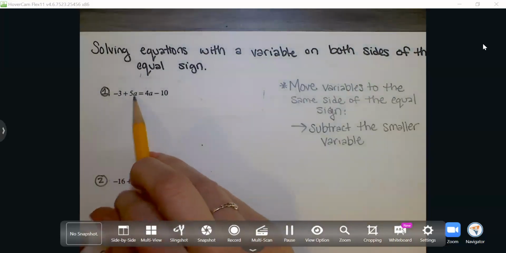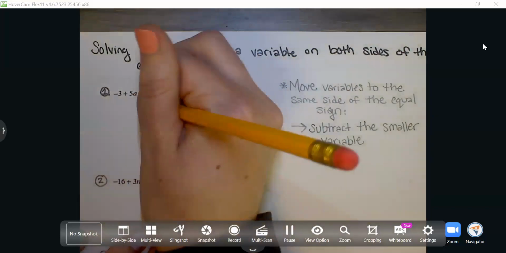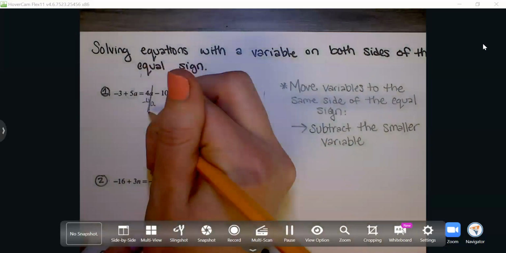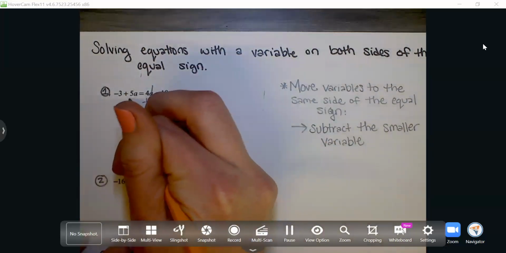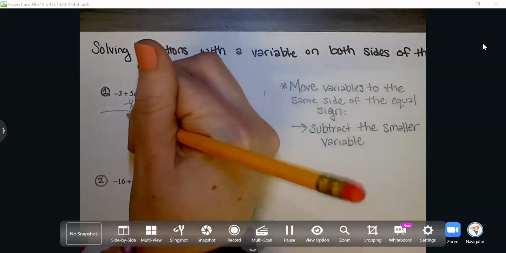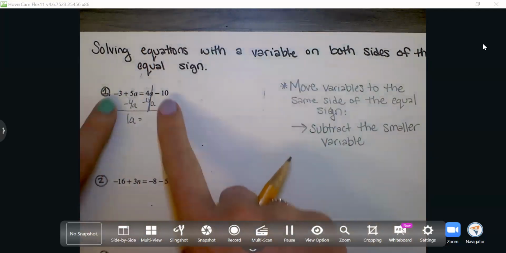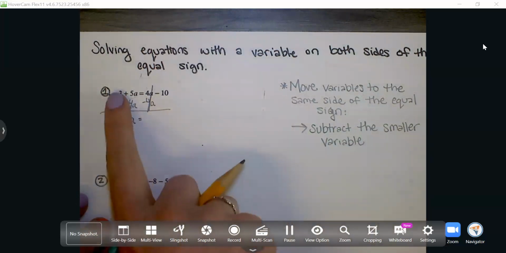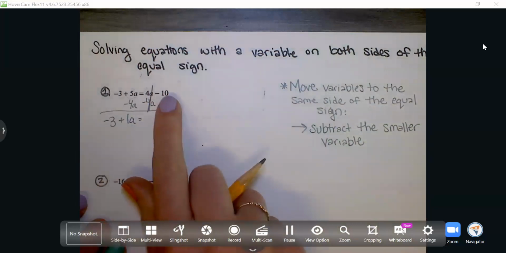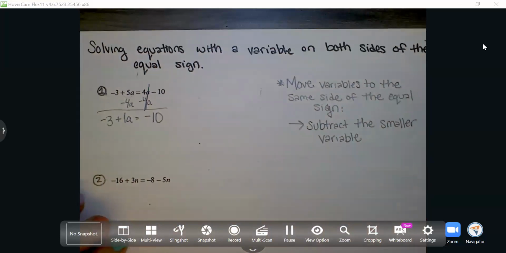So if I have 5a and 4a, I'm going to subtract 4a, getting rid of it from this side, and essentially moving it to the other side of my equal sign, minus 4a. So 5a minus 4a, I'm left with 1a. And everything else in that equal sign is going to come straight down. I'm going to have the negative 3. This is a positive 1a, so I'm putting a plus sign, and my negative 10 is going to be on this side of my equation.